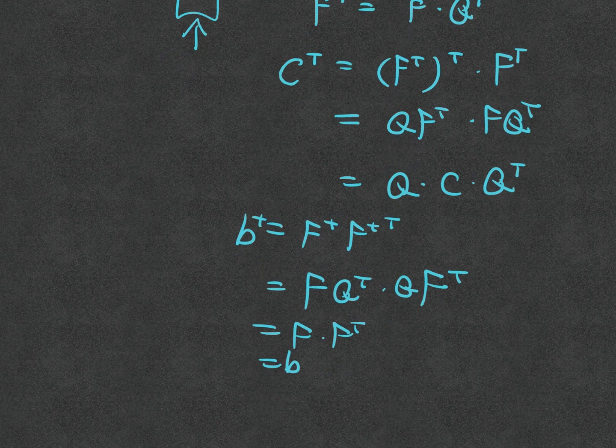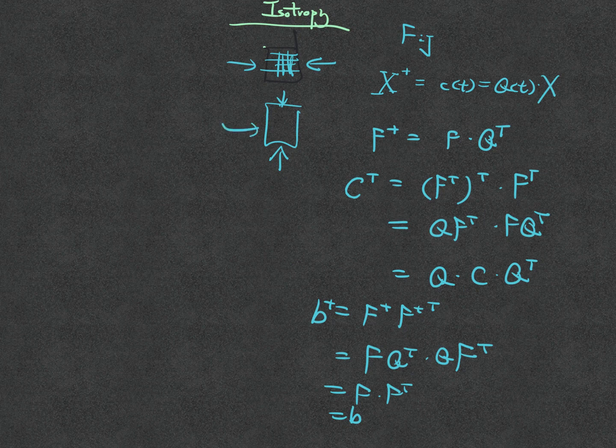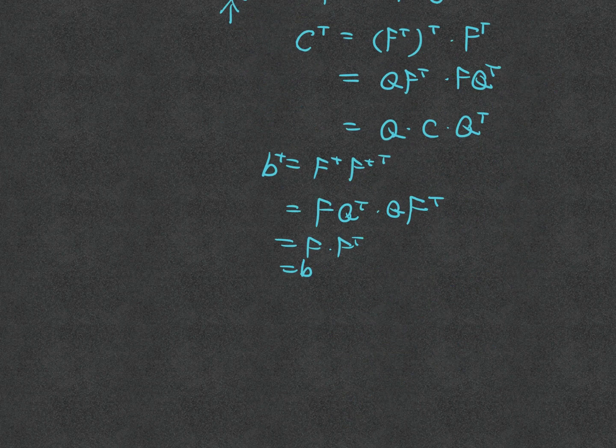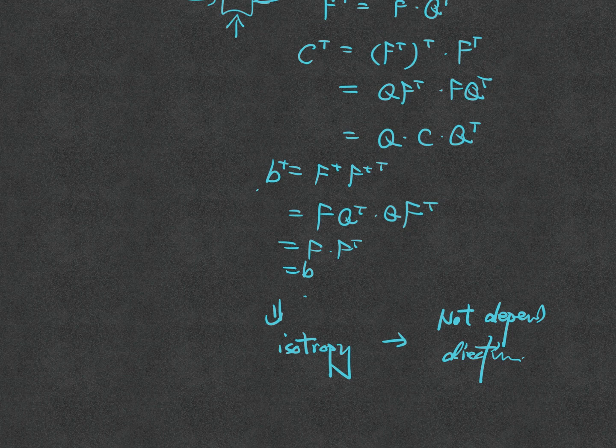So if I change the directions of where I apply the force and consider the strength, I would get back the same B, regardless of which way the load is applied. So that implies isotropy. Isotropy here means not depending on the directions of the loading.